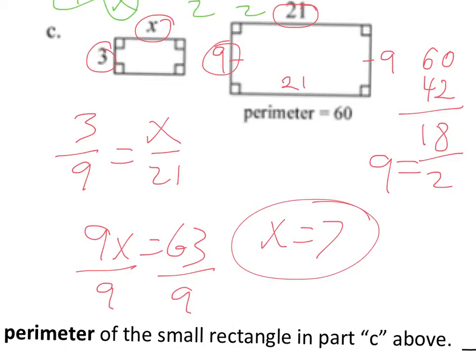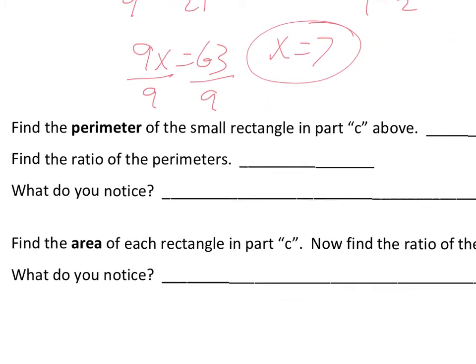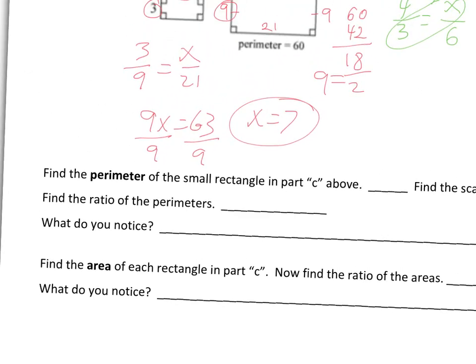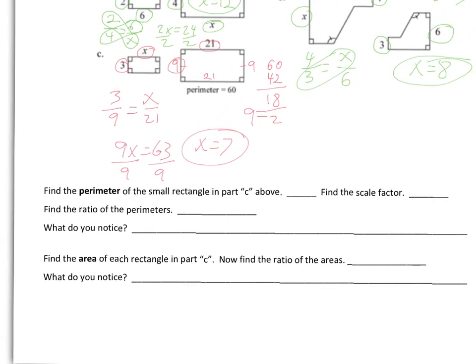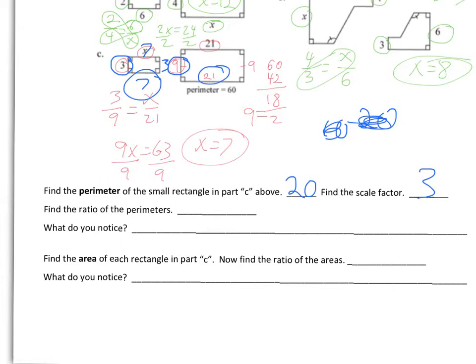Okay, now, the perimeter of the small rectangle in part C above is what? Well, it's going to be 3. The perimeter is when we add them all up. That's 3. We said x was 7, so that's 7 and 7. It's going to be 20. Find the scale factor. If we're looking at each side, for instance, take 3 and then take 9. What are we doing to 3 to get to 9? We're multiplying it times 3, aren't we? Did we multiply 7 times 3 to get 21? Yes.